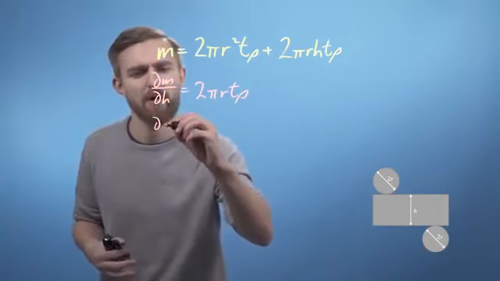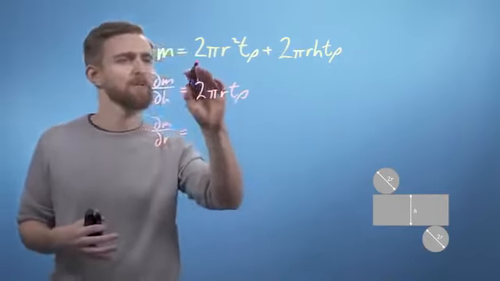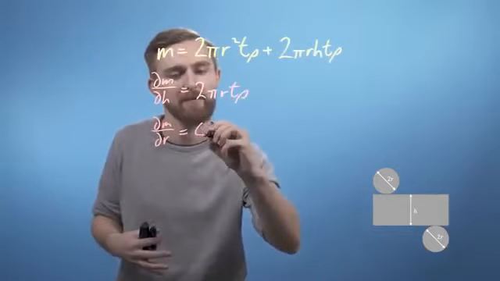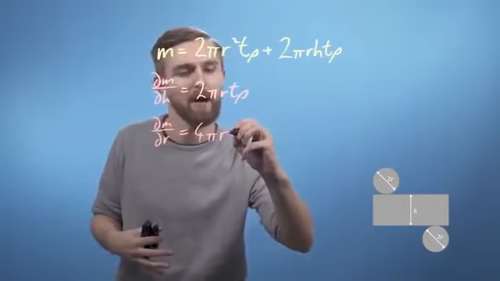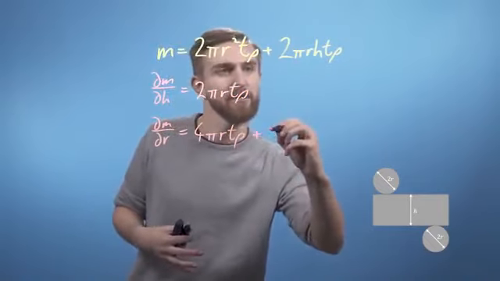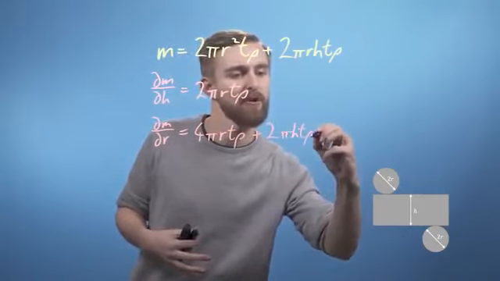So partial m by partial r is going to equal, so there's an r squared term here which differentiates to 2r, so we're going to have 4 pi r t ρ, and this term just contains an r, so the r disappears, 2 pi h t ρ.